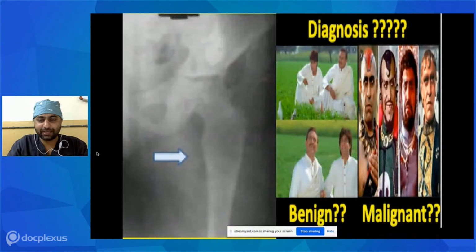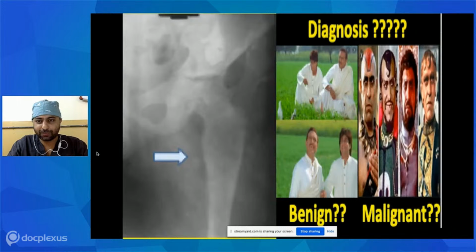So why do we need a method to diagnose a bone tumor? On the left side, we can see an X-ray of the femur with a lesion involving the proximal part of the femur, which is osteolytic and looks ill-defined. And on the right side, we can see Mr. Amrish Puri, a veteran actor from India. There are two images of him. In one, he is a villain, and in the other, he is a hero or supporting actor.